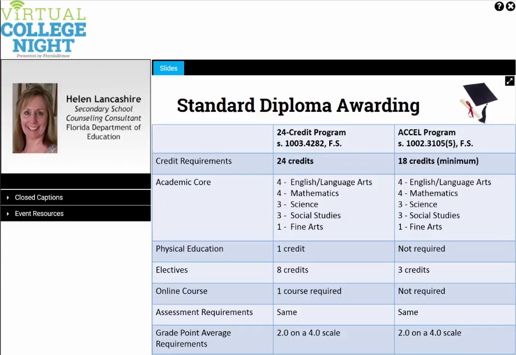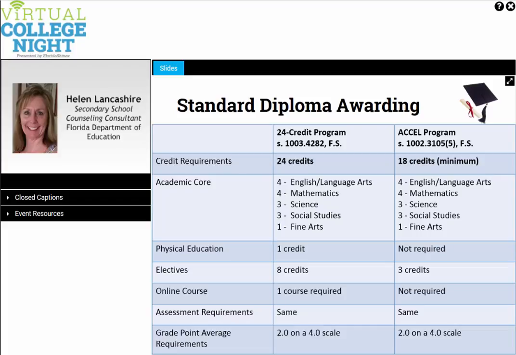Let's take a look at our comparison between the 24-credit and the 18-credit program options. The differences include the 18-credit option requires 5 fewer electives, does not require an online course, and does not require 1 credit of physical education with integration of health.